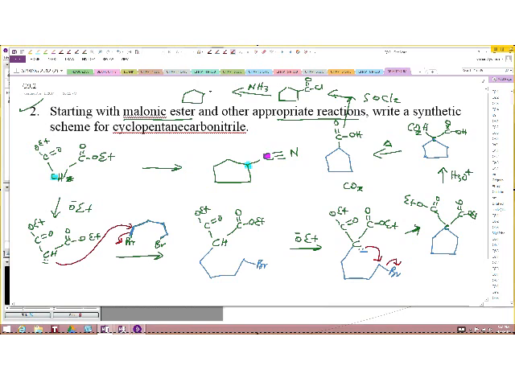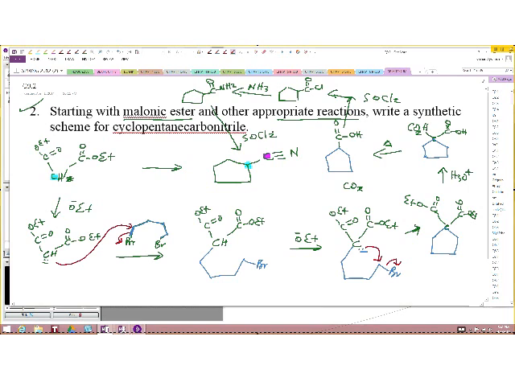Very good. Then thionyl chloride. Okay, very good. Then thionyl chloride will react with the primary amide to give you the nitrile.